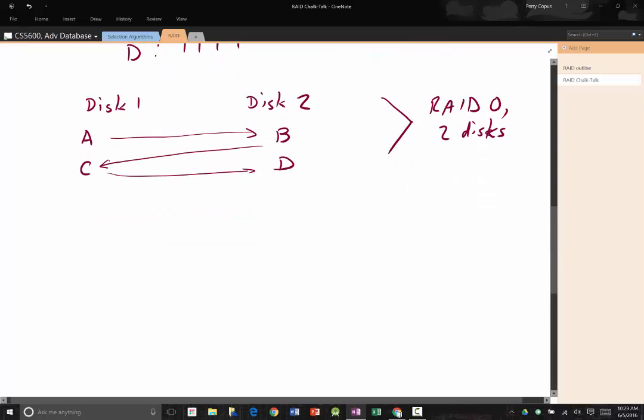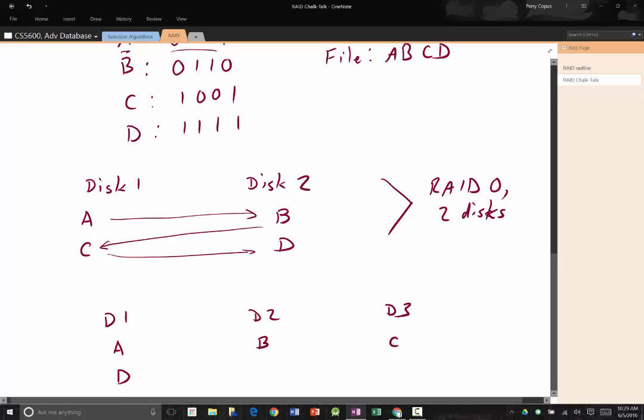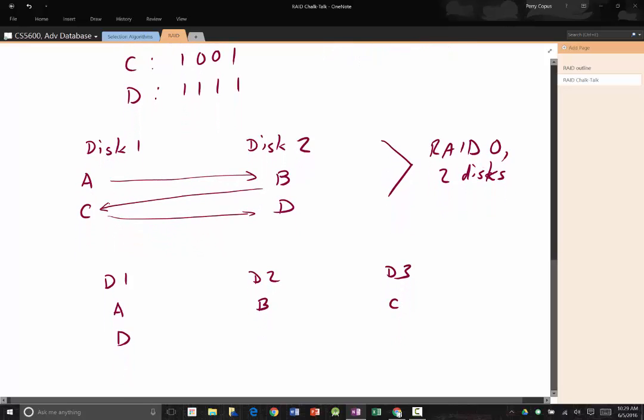Now, it doesn't only have to be 2 disks. I could have disk 1, disk 2, and disk 3 in a RAID 0 array, and I would store A here, and B here, and C here, and then D would go back here. And so if I have a very large file, then it keeps going. Okay? So all of my data, 4 bits at a time, for all 16 bits of my data have been stored on disks 1, 2, and 3, or in the first example, disk 1 and disk 2. So this is RAID 0.